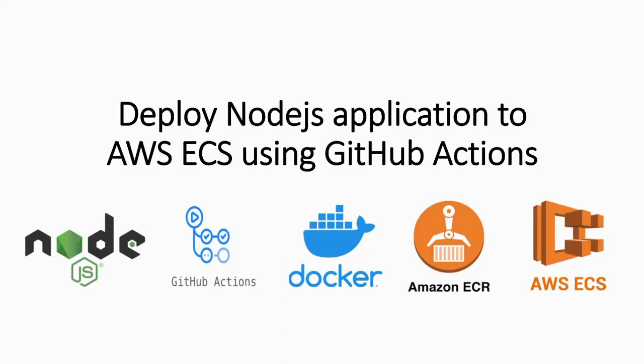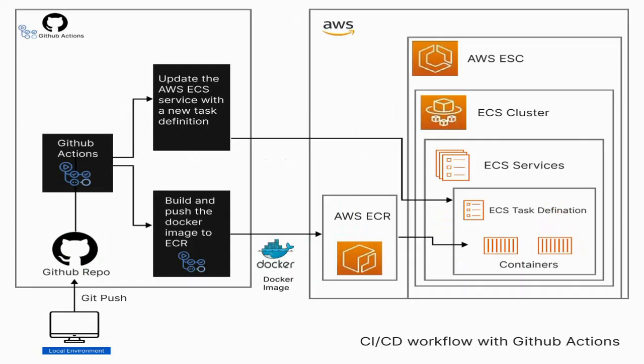By the end of this tutorial, you will have a clear understanding of how to set up a robust and automated deployment pipeline for your Node.js applications on AWS ECS, giving you the power to scale your apps effortlessly and ensure they run reliably in production.